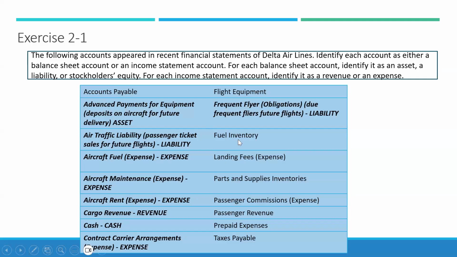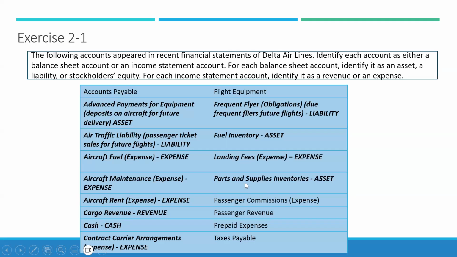What about fuel inventory? Inventory is an asset. So what this means is it's not fuel that's on a flight leaving. A lot of these airlines have fuel stored. They oftentimes buy fuel months in advance. What about landing fees?